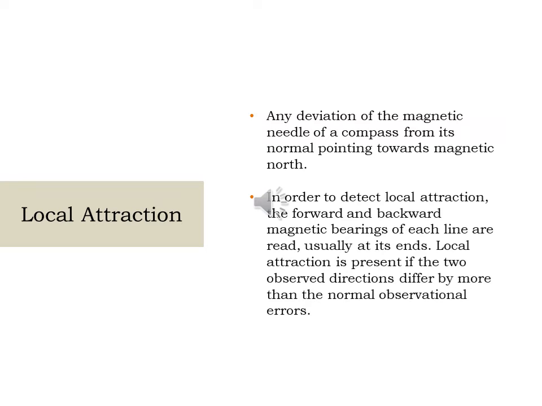Local attraction. Any deviation of the magnetic needle of a compass from its normal points toward magnetic north. In order to detect local attraction, the forward and backward magnetic bearings of each line are read, usually at its ends. Local attraction is present if the two observed directions differ by more than the normal observational errors.